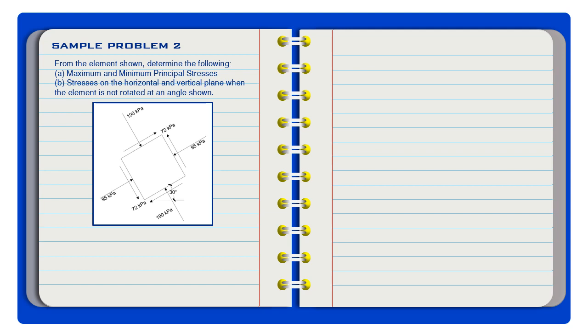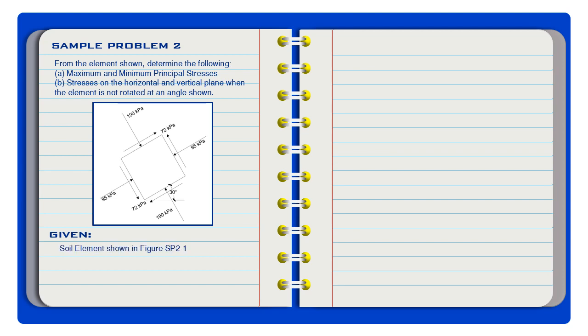So from this, we have the stresses acting on this element, on this plane and on this plane, which are values of 190 kilopascal and a shear stress of 72 kilopascal. Then, acting on this inclined plane are 95 and a shear stress of 72 kilopascal also. So, this will be considered as SP2-1.